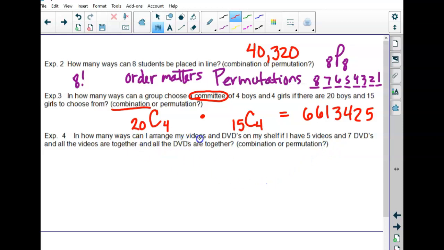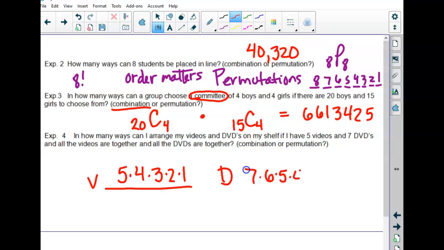Okay, and how many ways can I arrange my videos and DVDs on the shelf? If I have 5 videos and 7 DVDs, all the videos are going to go together and all the DVDs are going to go together. In my brain, if I'm going to put all the videos here, how many do I have to pick from for the first slot? 5, and then 4, and then 3, and then 2, and then 1, because there was 5 videos. Okay. And then I'm going to put all the DVDs. So I have 7, and then 6, and then 5, and then 4, and then 3, and then 2, and then 1.